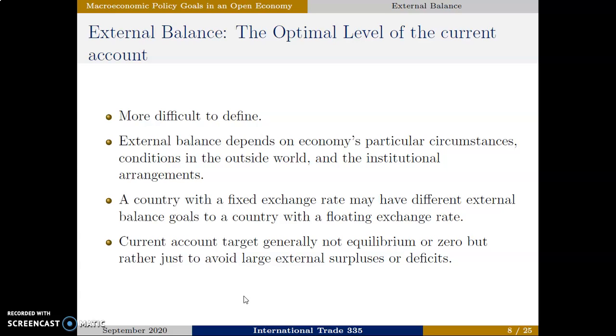Similarly to the goal of price level stability, the goal of external balance does not mean equilibrium on the current account or no trade taking place, but rather just to avoid large surpluses or deficits.